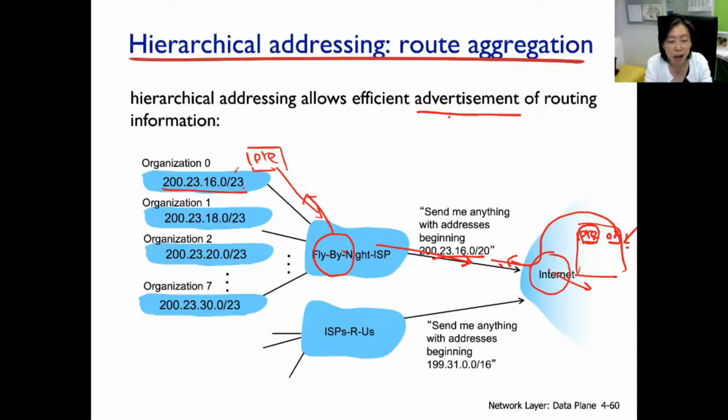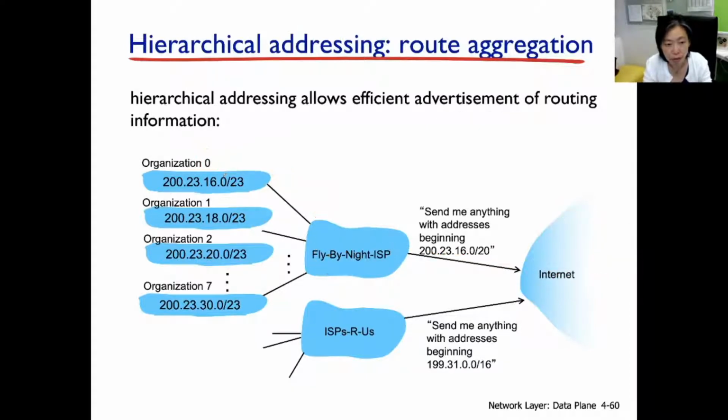And then coming into the organization 0. So by announcing or advertising the prefix, we also draw the data into the organization. And the data is actually destined for one of the hosts in the subnet anyway. So the routers inside the subnet will be doing further routing there to get to the final destination. Nice. So you see, organizations 0, 1, 2, all the way to 7 will be sending one advertisement only instead of these many advertisements.